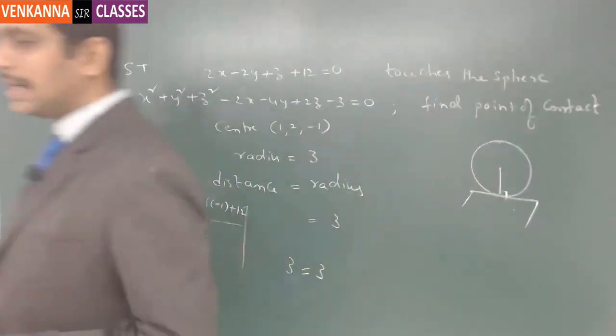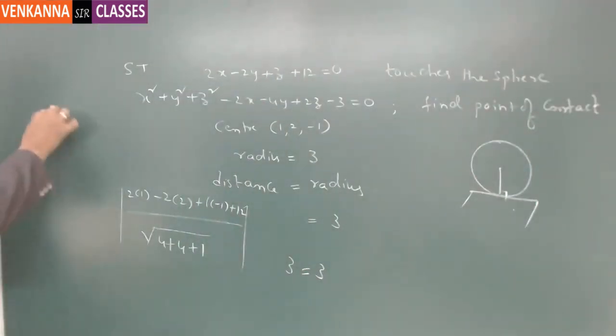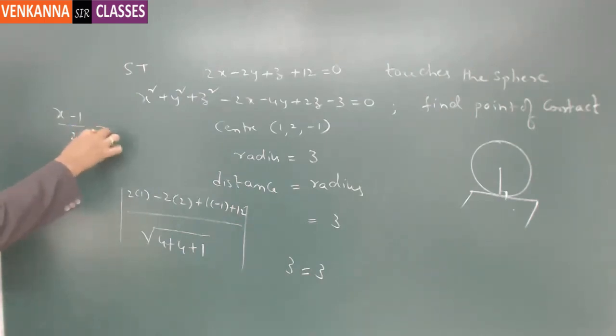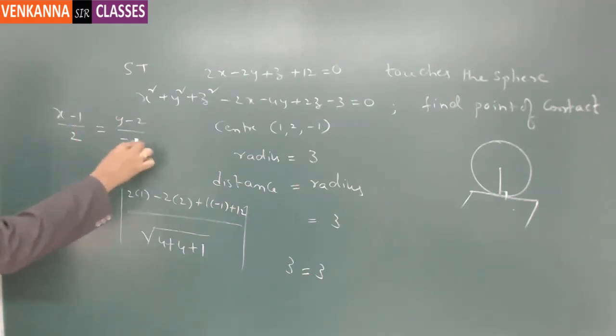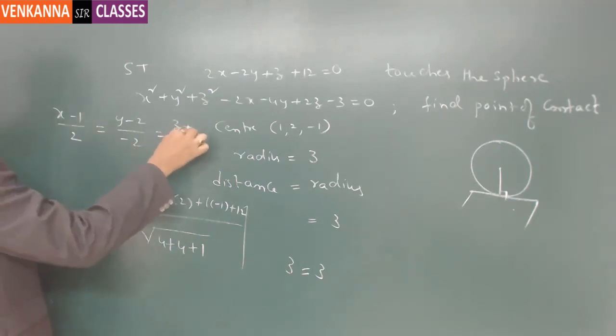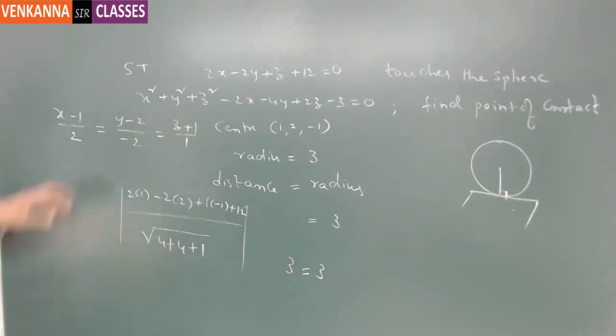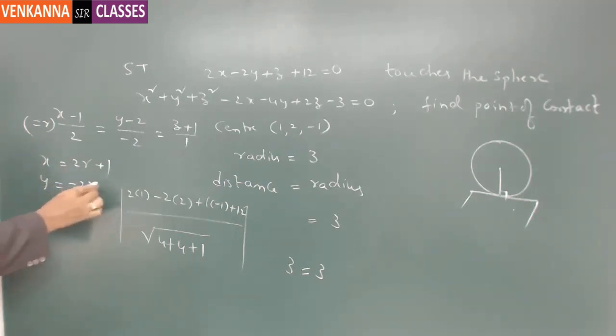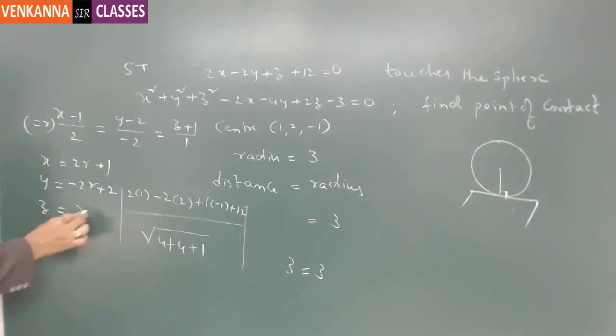If you write the line equation, it will be (x minus 1)/2 = (y minus 2)/(minus 2) = (z plus 1)/1. Here in the denominator, I have taken the plane's direction ratios. In the numerator, I have considered the center of the sphere. If you write the respective parametric form, any point would be of the form x = 2r plus 1, y = minus 2r plus 2, z = r minus 1.